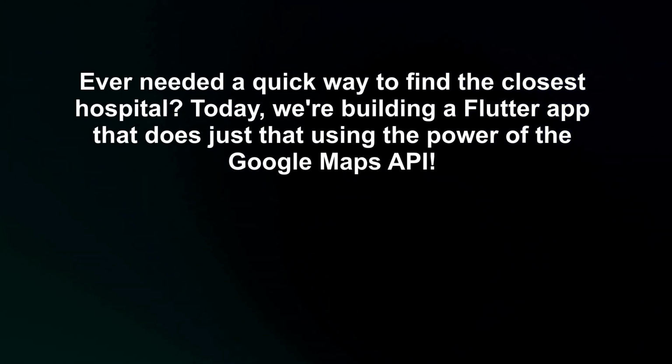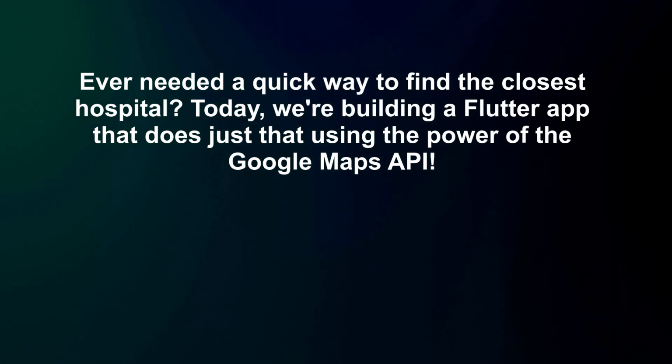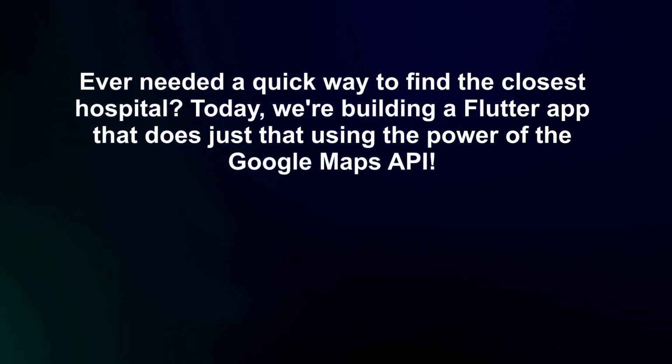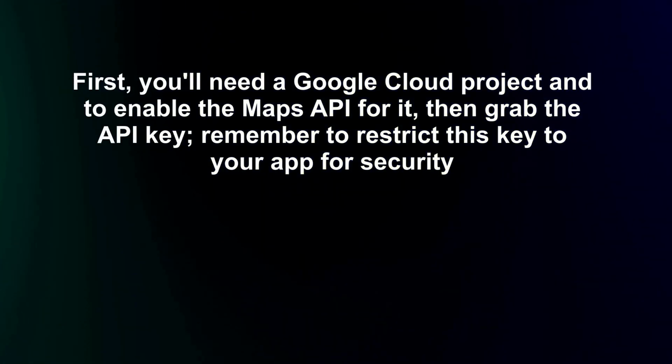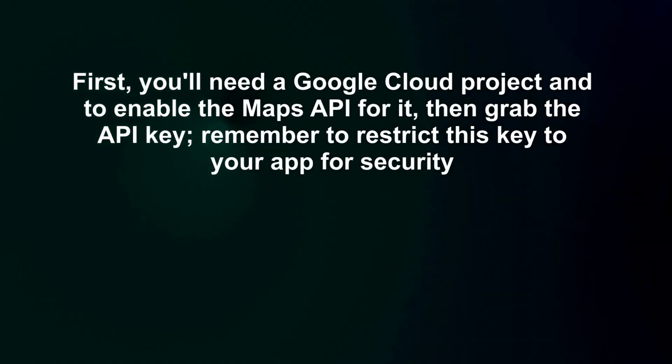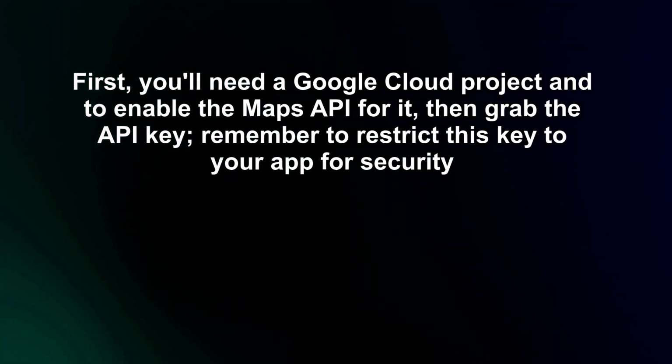Ever needed a quick way to find the closest hospital? Today, we're building a Flutter app that does just that using the power of the Google Maps API. First, you'll need a Google Cloud project and to enable the Maps API for it, then grab the API key. Remember to restrict this key to your app for security.